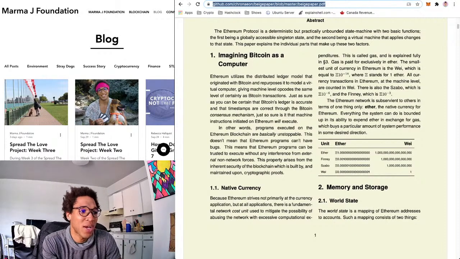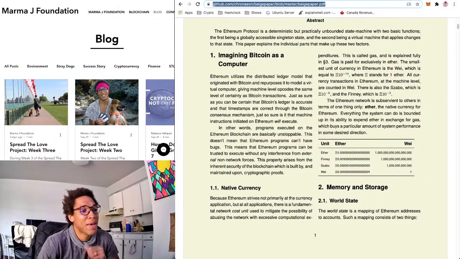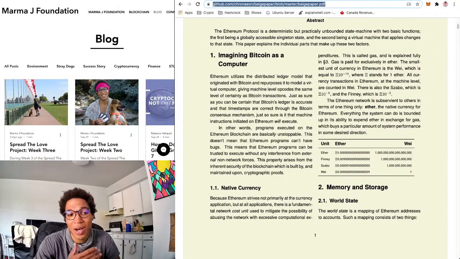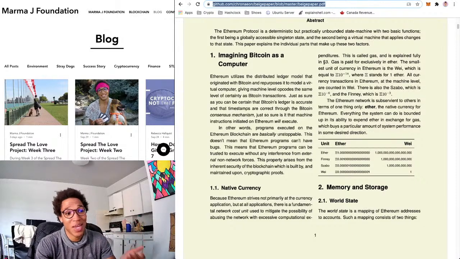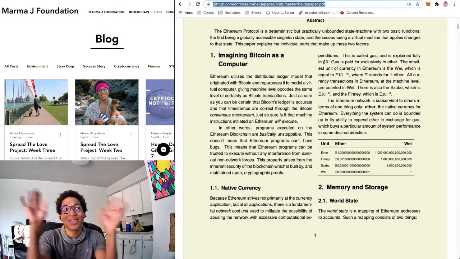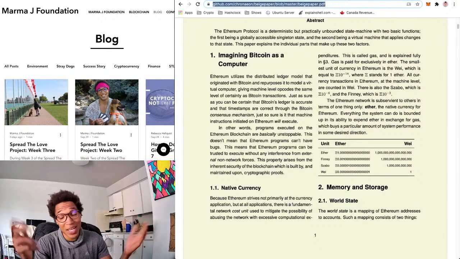This property arises from the inherent security of the blockchain, which is built by and maintained upon cryptographic proofs. So obviously, through and through, you're just building upon cryptography. That's why you have so many different blockchains that exist these days. But you really have to look at what is securing this new novel blockchain people are coming out with. Not all blockchains are the same.